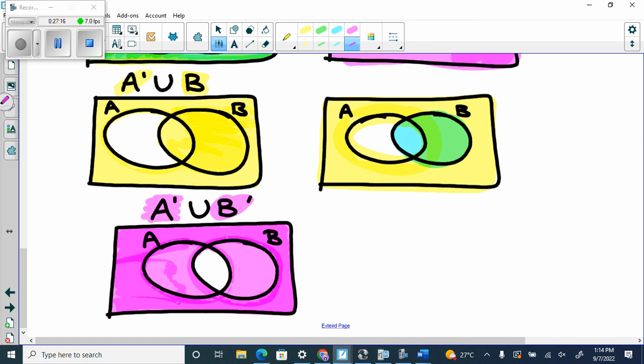So the only thing not shaded is the inside, the middle, right? Does that make sense? So I would list everything that's outside that middle. Okay, go back to the notes.